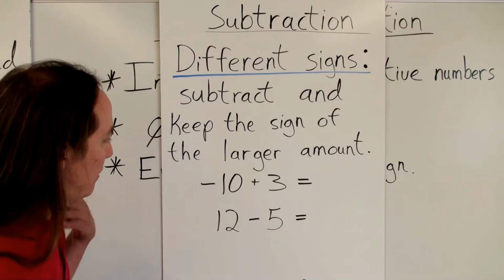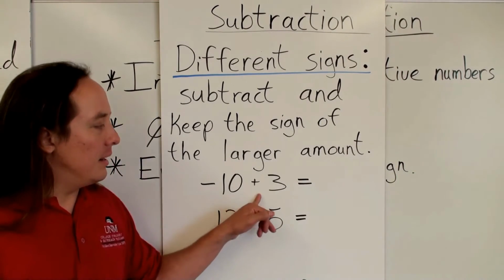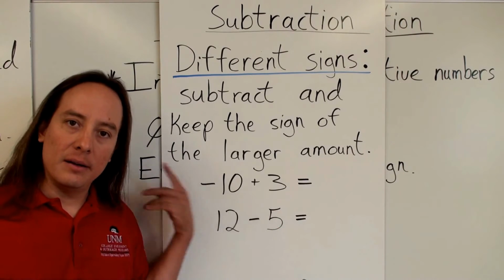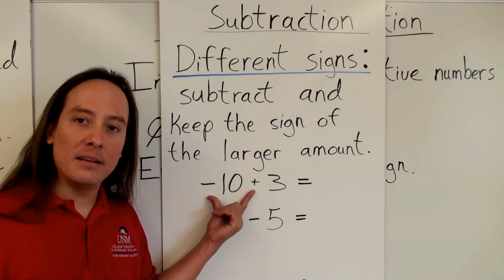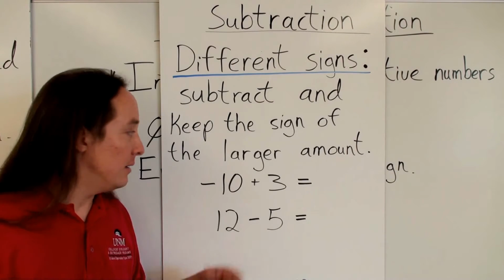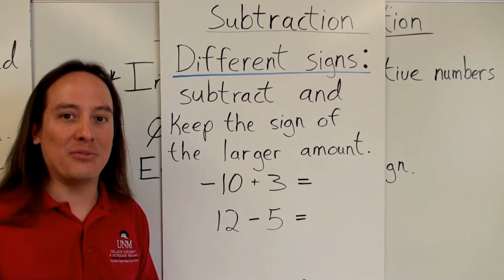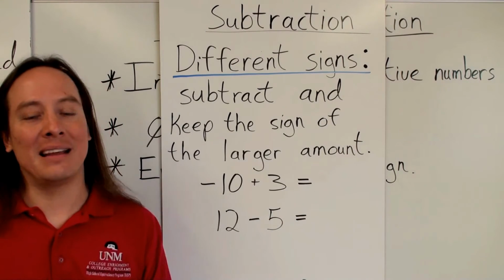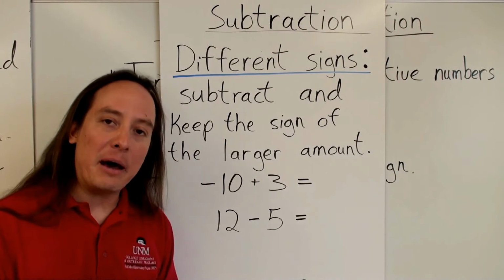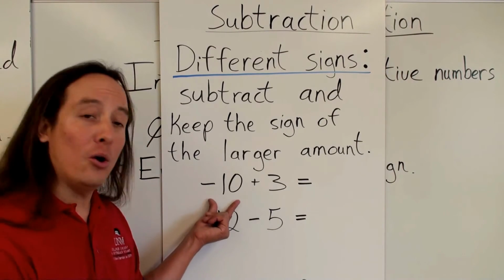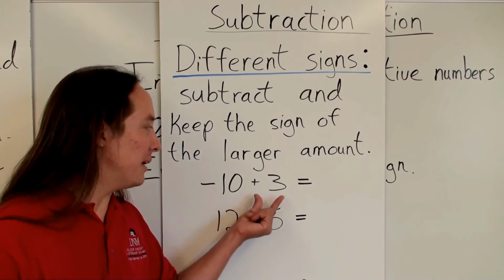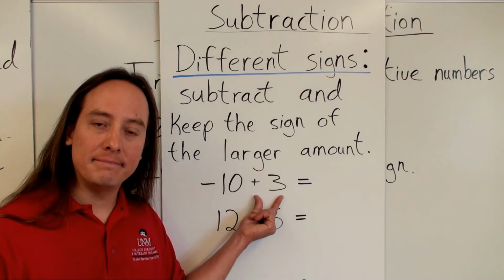Okay, so here's an example. Minus 10 plus 3. They're different signs, so we subtract. 10 minus 3. It sounds funny because it's a positive 3, but it's not what we're looking at here. Again, think about it like owing money. You owe $10 and you only have $3 in your pocket.